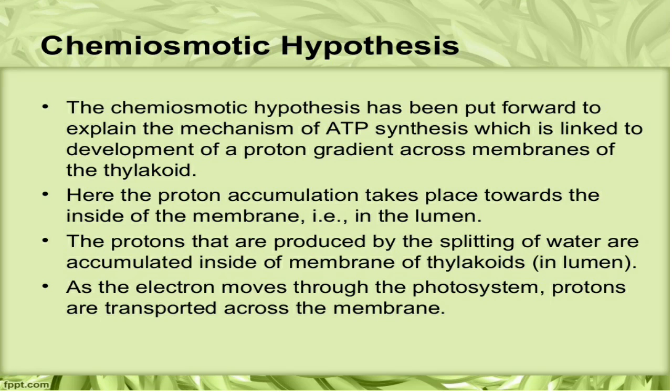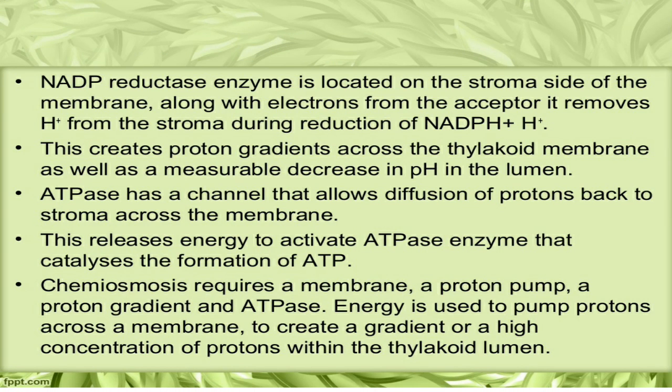As the electron moves through the photosystems, protons are transported across the membrane. NADP reductase enzyme is located on the stroma side of the membrane. Along with the electrons from the acceptor, it removes protons from the stroma during reduction of NADP plus to NADPH plus proton. This creates a proton gradient across the thylakoid membrane as well as a measurable decrease in pH in the lumen.